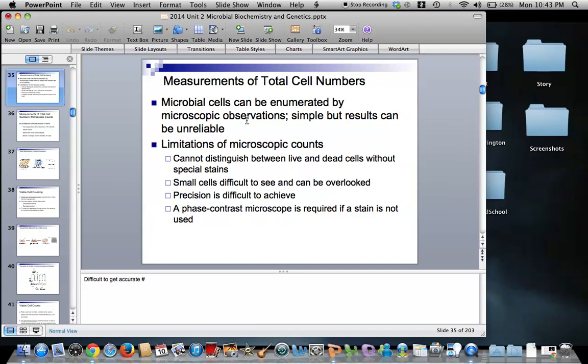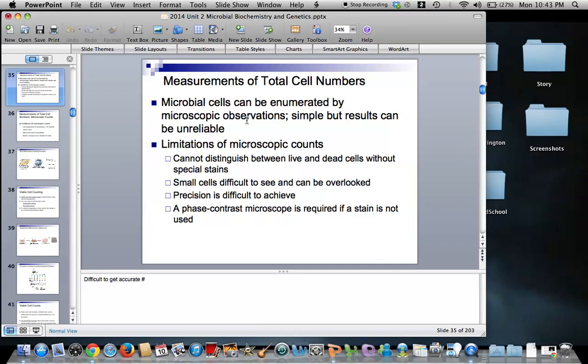Alright, so the first one, C. So CSPA. I could totally go with CAPS, and so I'm going to go with that. So instead of the order you see here, put it in CAPS order. CAPS: cannot distinguish between live and dead cells. A phase contrast microscope is needed if stain is not used. Precision is difficult to achieve, and small cells are difficult to see and can be overlooked.